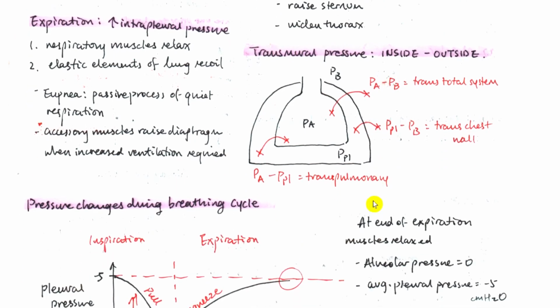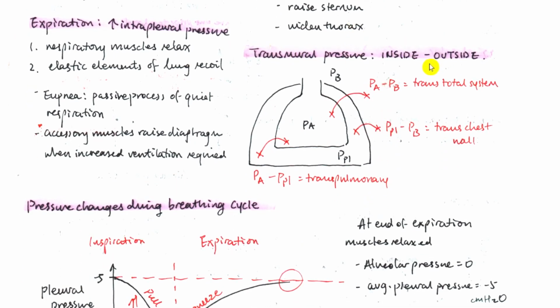Let's look at the pressure gradient. So the transmural pressure is the inside minus the outside. So if you're breathing out, for example, then the transmural pressure will be positive because the inside would be higher pressure than the outside, so it's forcing air out, where it would be negative the other way around.